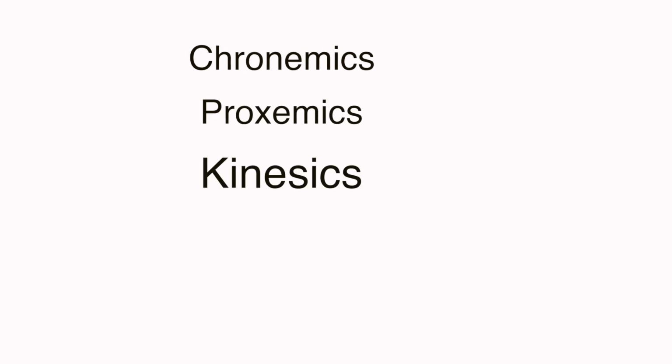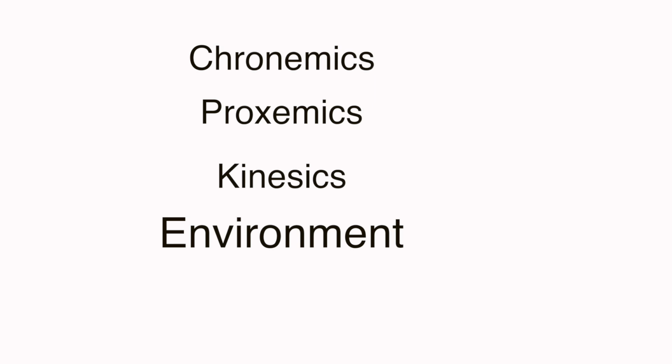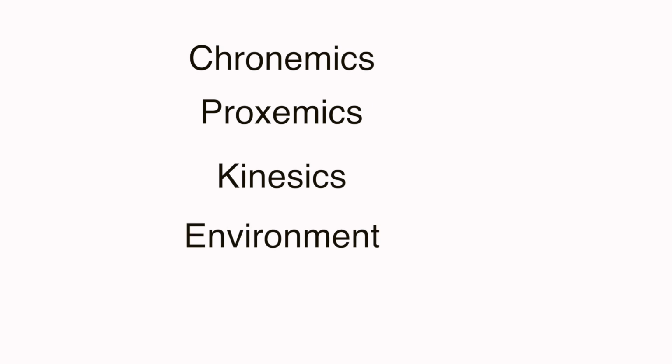According to different scholars, nonverbal communication can be roughly divided into the following four different categories: chronemics, proxemics, kinesics, and environment. Please note that you may find different categories with different names by different scholars, but basically, they all talk about similar things.